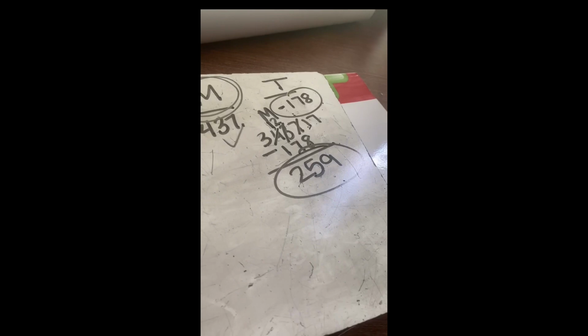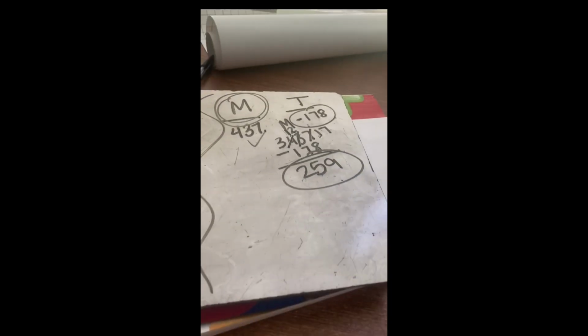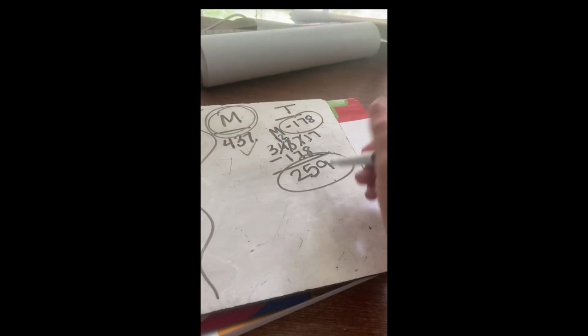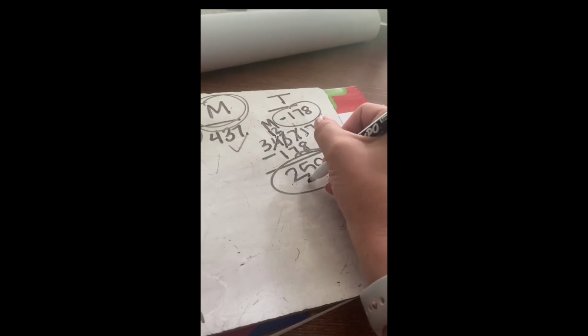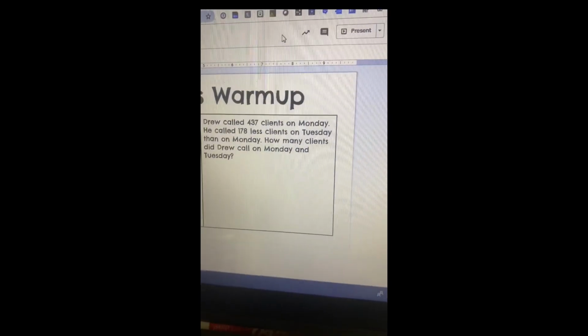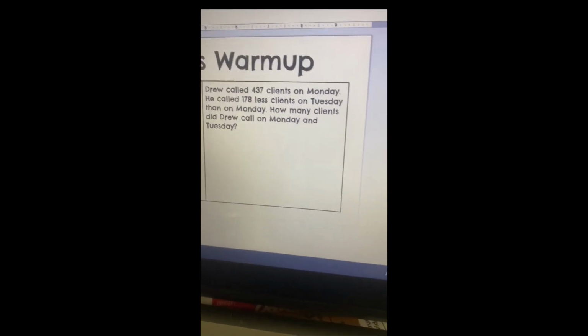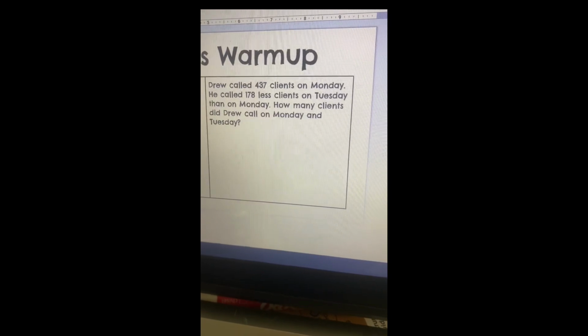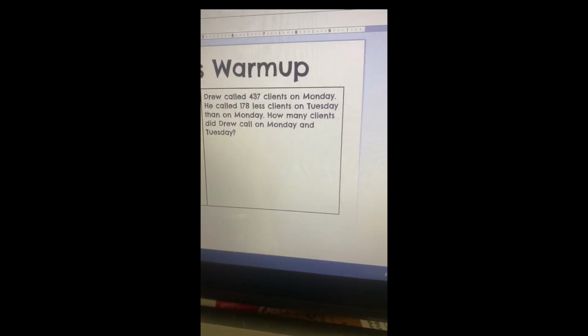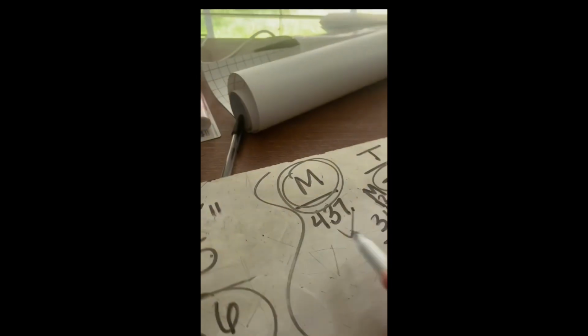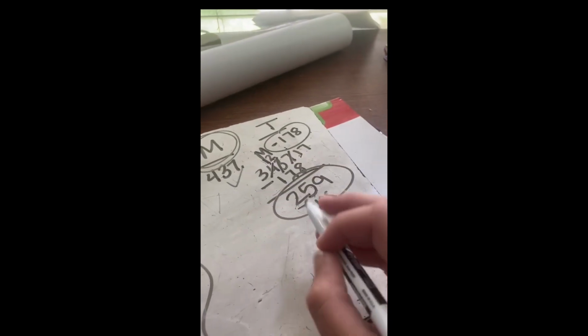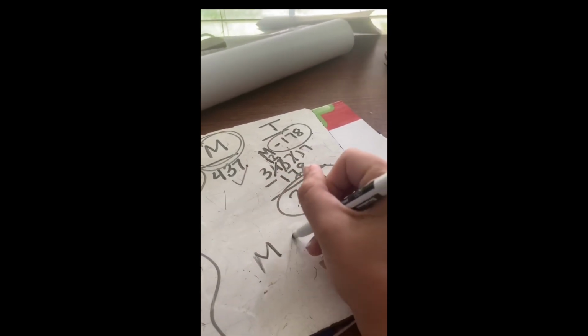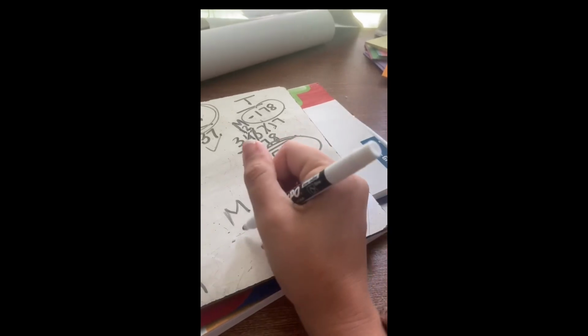So 259. But this is not the answer to the question because 259 is only how many clients Drew called on Tuesday. The question doesn't say how many clients did Drew call on Tuesday. It said how many clients did Drew call on Monday and Tuesday. So now I have to do that second step. I have to put Mondays and Tuesdays together. So Monday plus Tuesday.